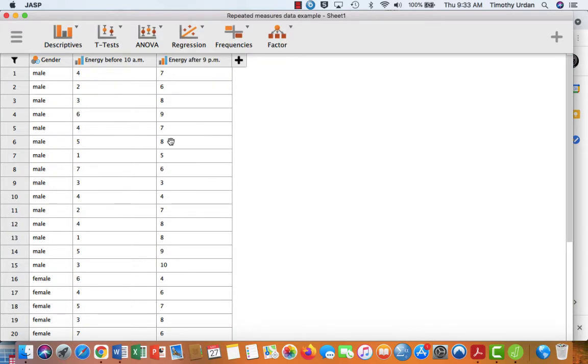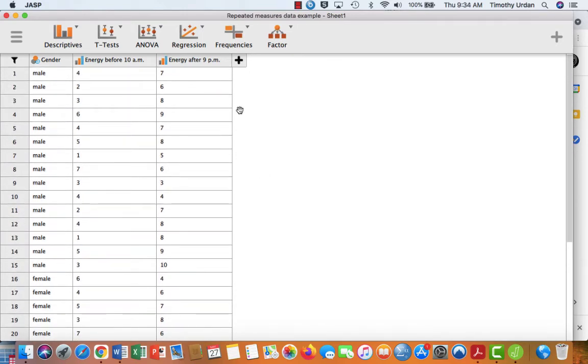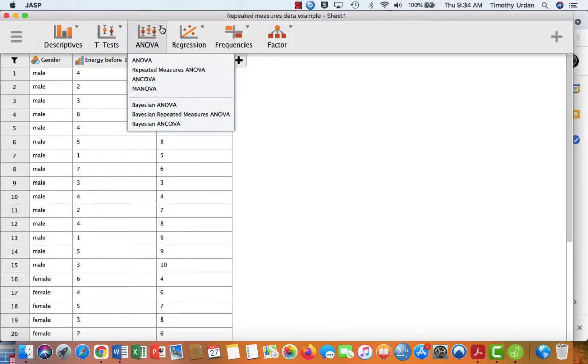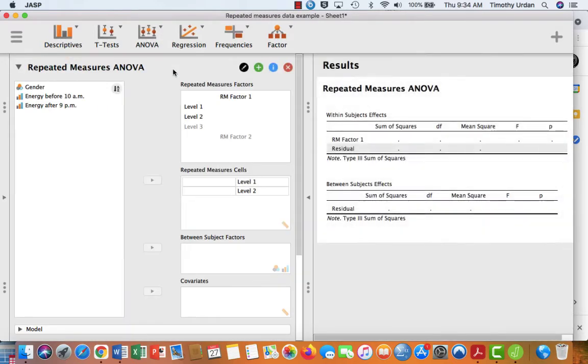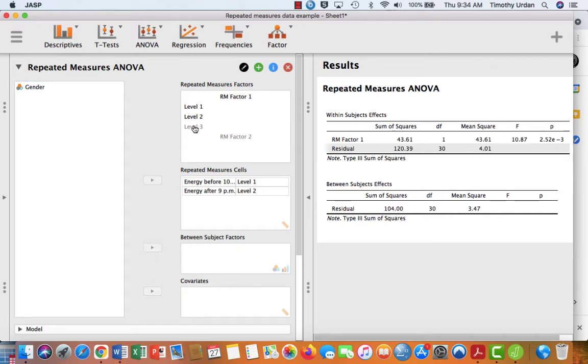All right, so now we're in JASP, and you can see I got the same spreadsheet that I created in Google Sheets. And now I just need to analyze it. So I'm going to do a repeated measures ANOVA. This gets a little bit confusing. So level 1, level 2 means really time point. The first measure is level 1, so that's energy rating before 10 a.m. Second measure is level 2. If we had 3 time points, there'd be a level 3, and you would just click on that and add it, but we don't have that, so let's not worry about that. And then our between subjects factor goes here.